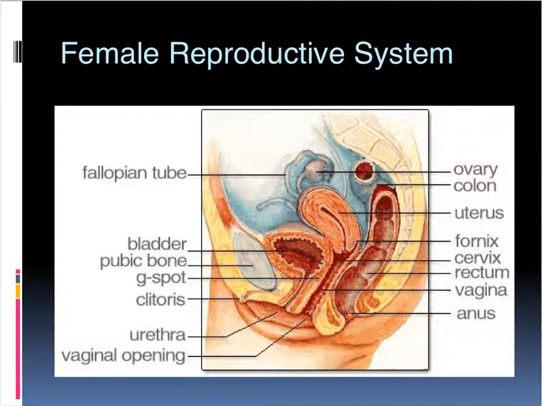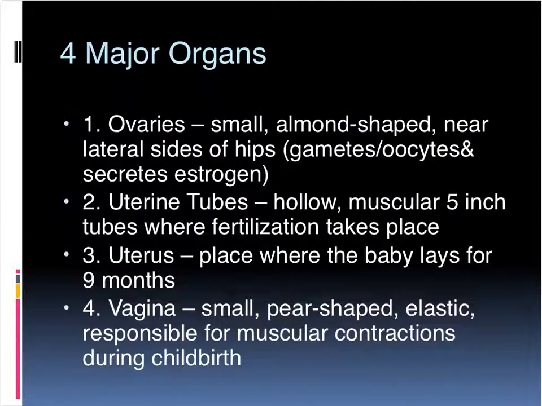Now we see the reproductive system of the female pictured here. There are 4 major organs in the female reproductive system. We have the ovaries. They're small almond-shaped organs near the lateral sides of the hips. They make the gametes, or the oocytes. That's another name for egg. And they secrete estrogen.